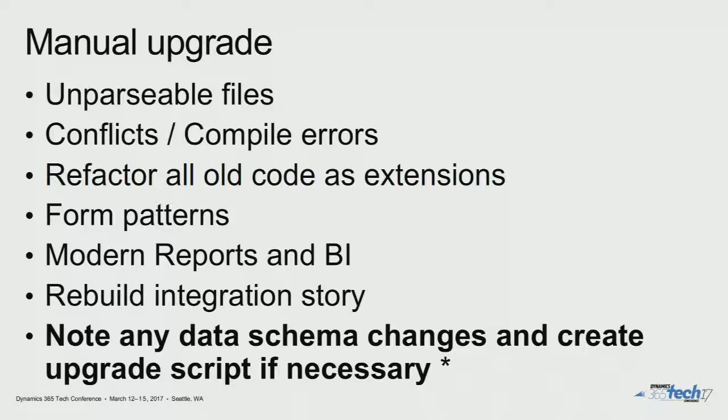You start with unparsable files. Some of the objects are so complex in 2012 that we cannot convert them reliably. So you have to resolve those unparsable files manually first. Resolve conflicts and compile errors, of course. Refactor old code as extensions. That's not an easy task, obviously.